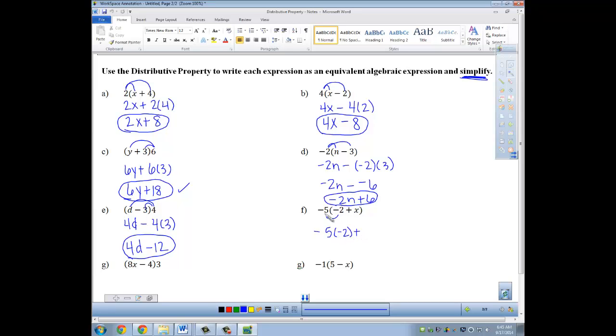Part F, 5 times negative 2. Then plus, and then a negative 5 times x. Negative 5 times negative 2 is 10, plus negative 5 times x is a negative 5x. You could write it this way, but it looks better if you put your x first, but it's a negative 5x, so put negative 5x and a positive 10, so plus 10. This answer is better. I will take this, but I'd rather see this. Just make sure that whatever sign is in front of your answer goes in front of your answer over here.